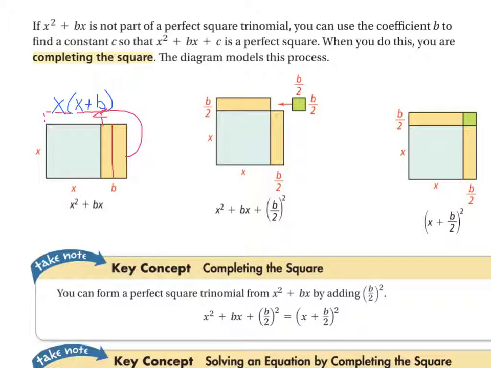So what we're going to do then is we're going to fill in this part. This is what's called completing the square, okay? So we're going to fill in that missing part in our picture by adding a square. We're going to add a perfect square. And that perfect square is going to be half of b by half of b, or half of b squared. Okay? And we add that to our equation.